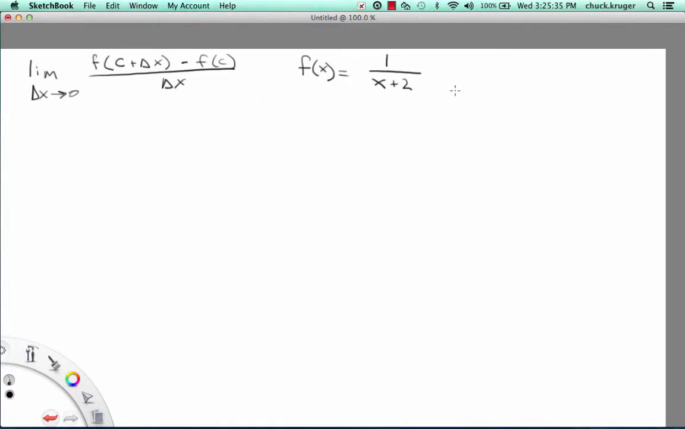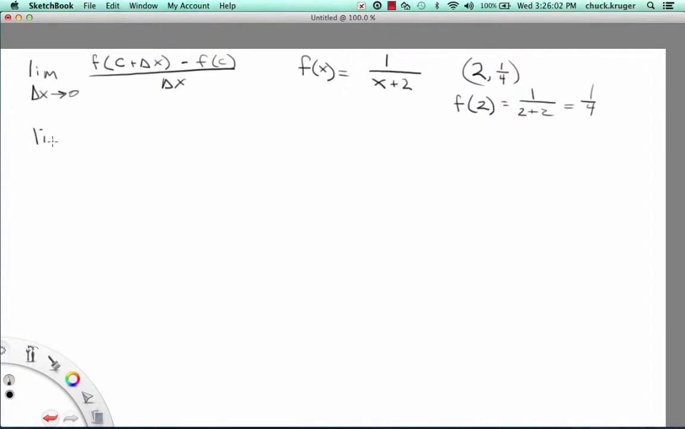And I want to find the limit at the point 2 comma 1/4. And what I mean by that is if I plug in 2 into f of x, I'll get 1 over 2 plus 2, which is 1/4. So I have my point here, I just need to figure out my slope.